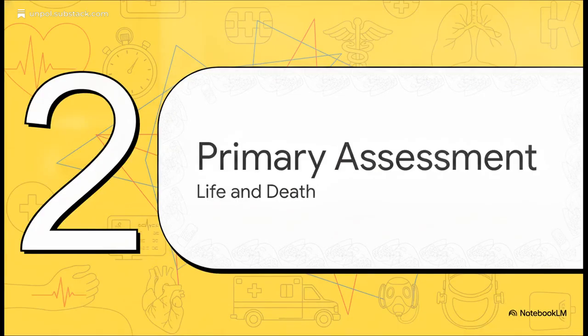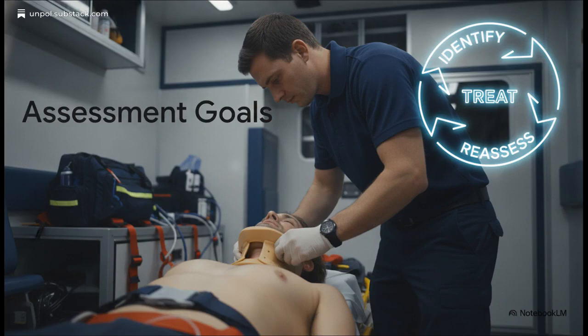Moving on to Section 2, the primary assessment, which is quite literally a matter of life and death. In this primary assessment phase, every single second dictates survival. Your mindset has to be rapid and cyclical. Identify, treat, reassess. You are actively hunting for what will kill the patient first. And the exact moment you find it, you treat it.